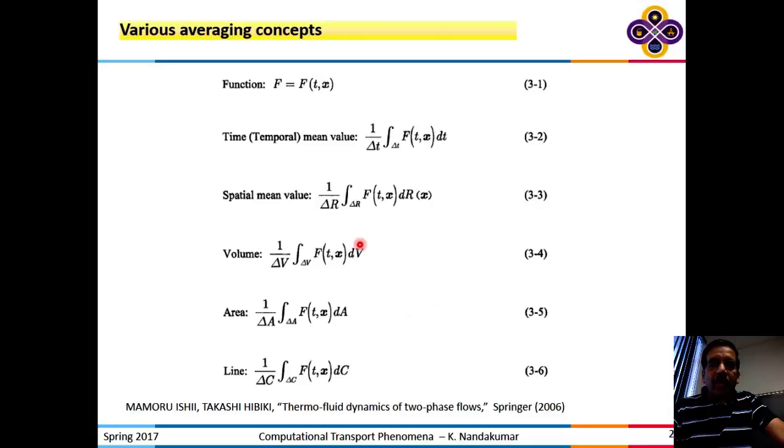So you can have a volume averaging. This is actually some sort of an arbitrary region, but this is volume. This is area averaging. This is line averaging. The same concept can be applied at different spatial dimensions. And there is a nice book by Ishii and Hibiki, Thermofluid Dynamics of Two-Phase Flows, that goes through this in great detail. The entire book is devoted to these kinds of averaging operators and mathematical development of the multiphase flow equations. What you will find in COMSOL, in Fluent, are ad hoc extensions of the Navier-Stokes equation to multiphase flow.